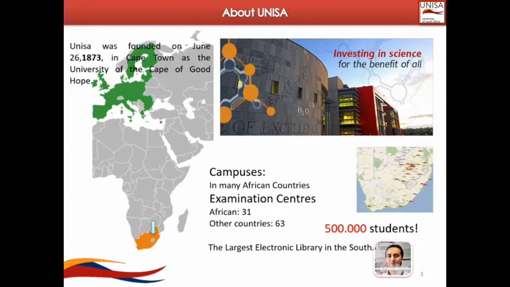About UNISA, the University of South Africa, it is viewed as a leading distance learning higher education institute, known as one of the biggest universities in the world with nearly 500,000 registered students, and campuses in many countries and examination centers everywhere in the world. And its electronic library is regarded as one of the richest libraries.